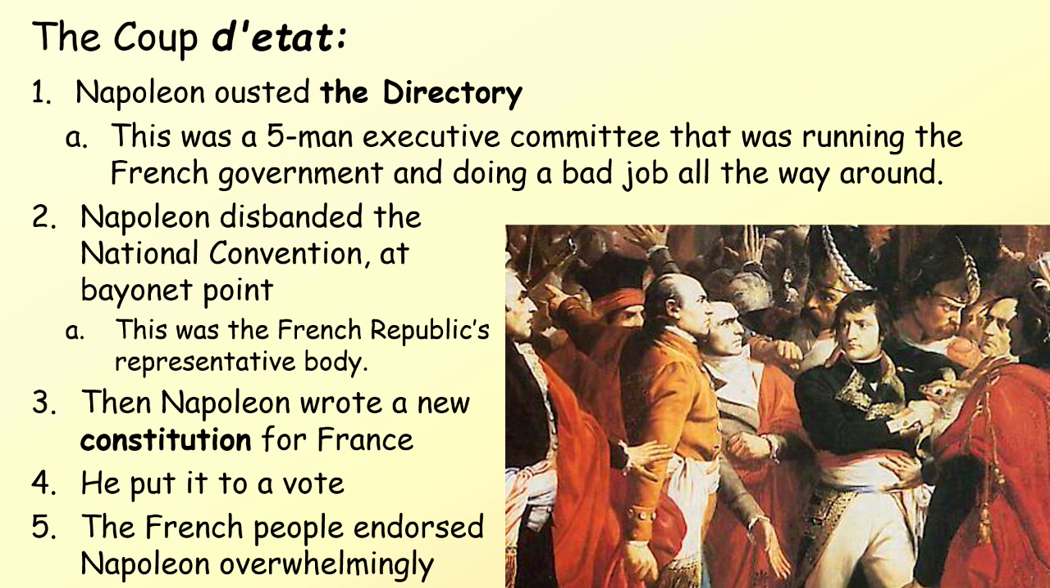And Napoleon also disbanded the National Convention at bayonet point. And the National Convention was the name of France's representative body that they had at that time. Of course, they've had numerous representative bodies with different names, as we know: the Estates General, the National Assembly, etc. Then Napoleon wrote a new constitution for France. He put it to a vote, and the French people endorsed Napoleon overwhelmingly.